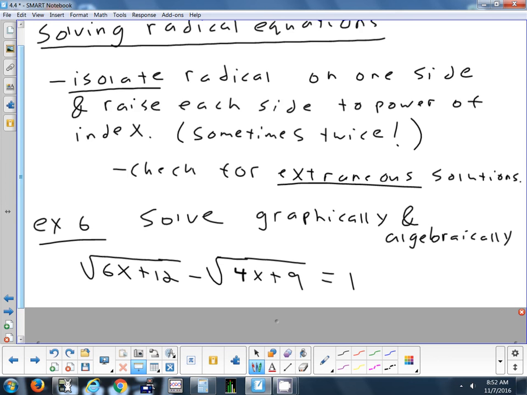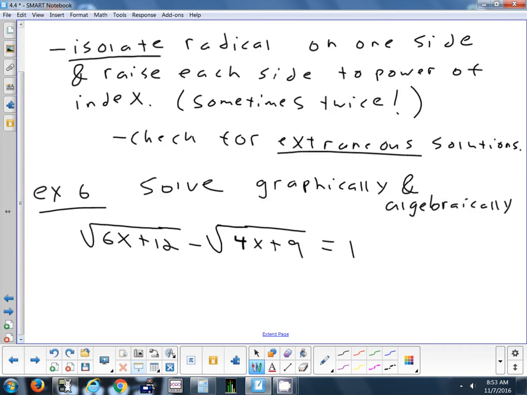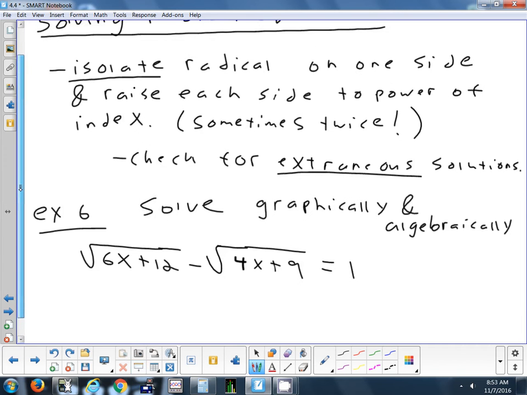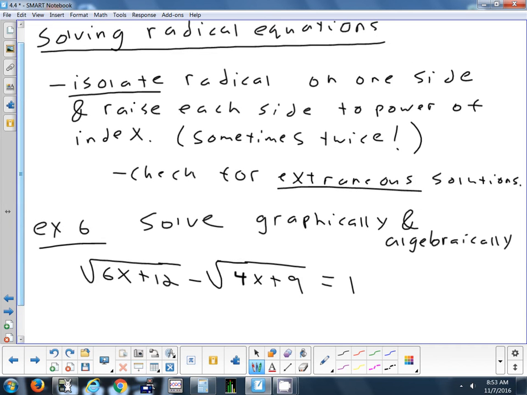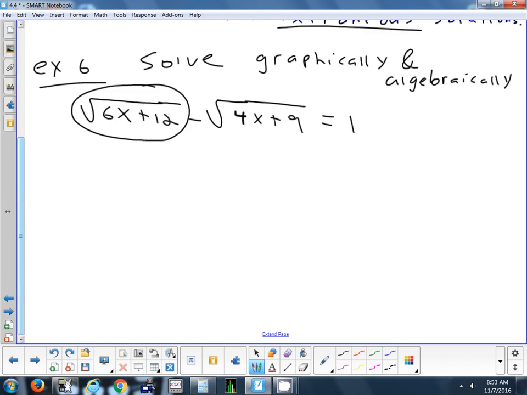Right, so I want to focus on solving it algebraically. Solving it graphically, I bet most people could probably do at this point. Just type what's on the left in y1, type what's on the right in y2, and see where they cross. But algebraically, it's a little harder. Okay, so what does it say the first step is when I'm solving a radical equation? What do I have to do first? Isolate the radical. I've got to isolate one of the radicals. It doesn't matter which one. I'll get this one by itself. Okay, so how would I move negative square root 4x plus 9 to the other side? Yeah, we just add it.